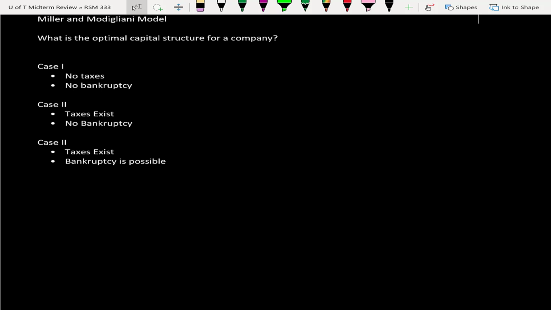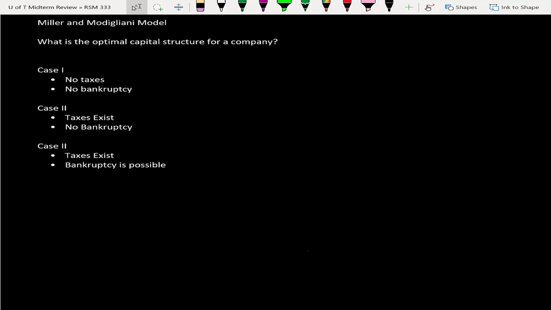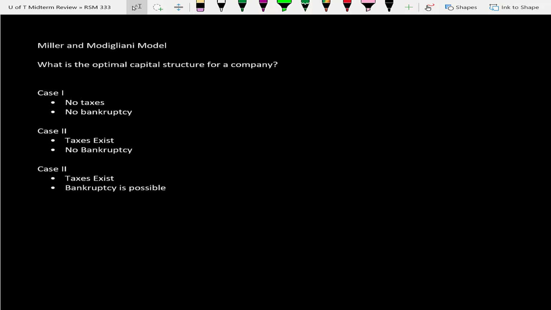Now, the final part of this week's lecture is on the Miller and Modigliani model. What they are actually trying to answer is what's the optimal capital structure for a company? So what's the best debt to equity ratio? And they look at three different cases in order to come up with the answer. Case one is they assume there's no taxes and bankruptcy is not possible.